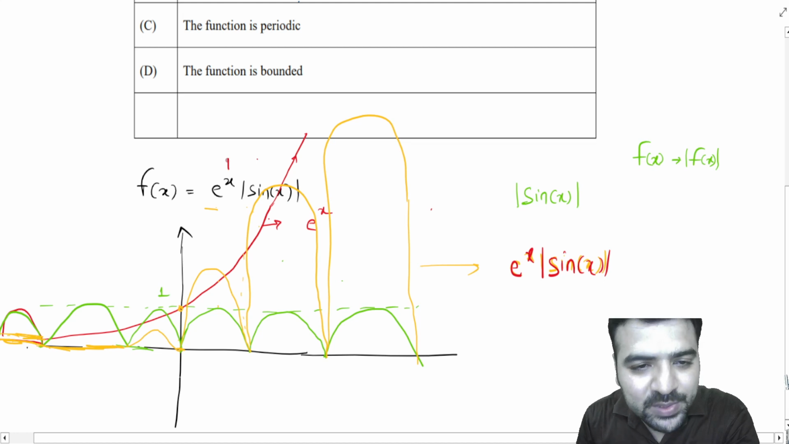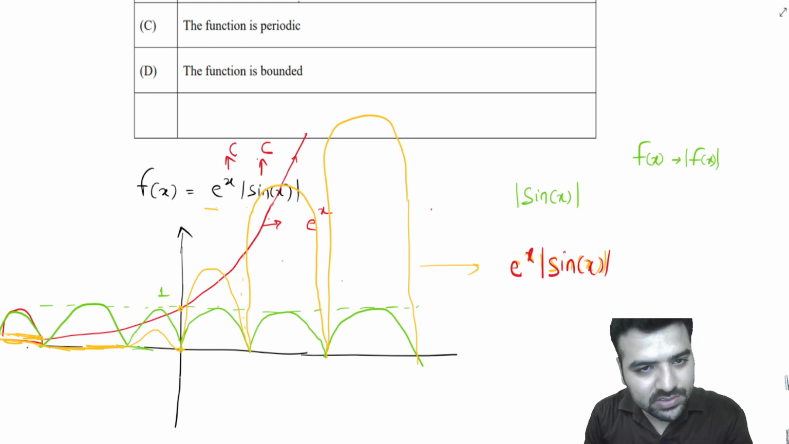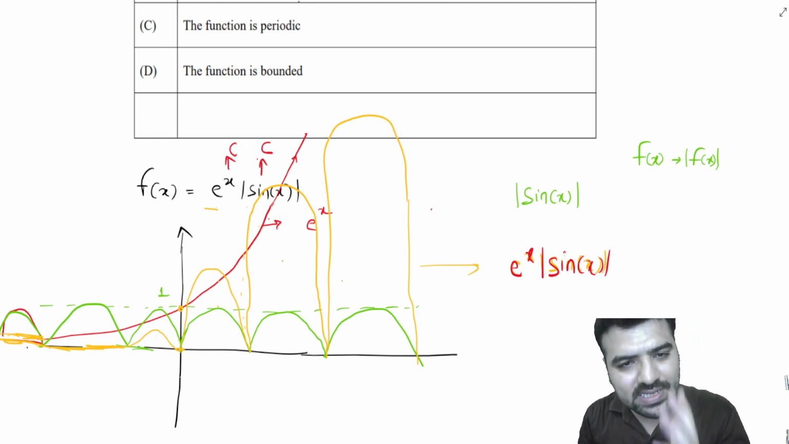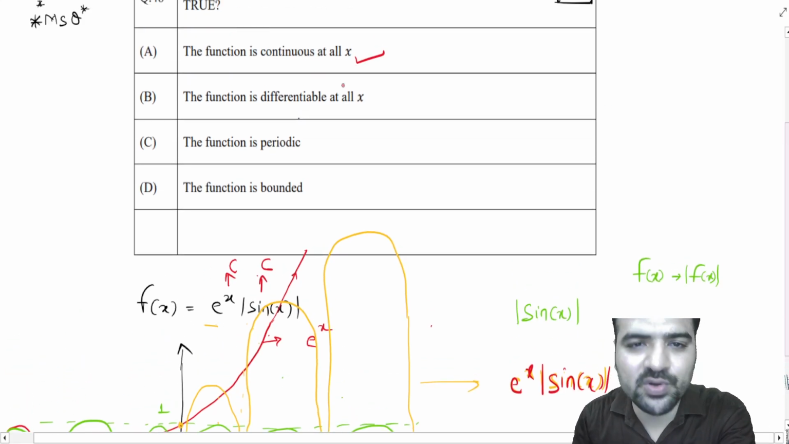Also, exponential is a continuous function, mod sin x is a continuous function, and the product of two continuous functions is also continuous. This also I will discuss. So it is a continuous function. So the first statement is true.